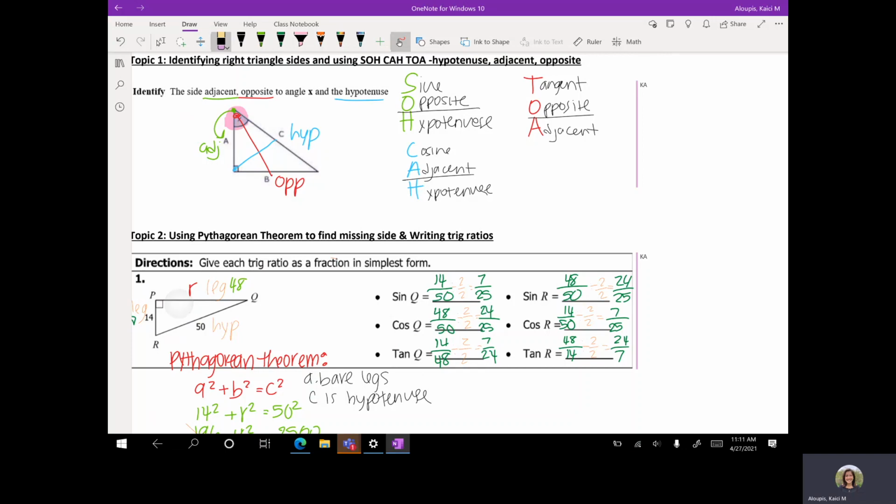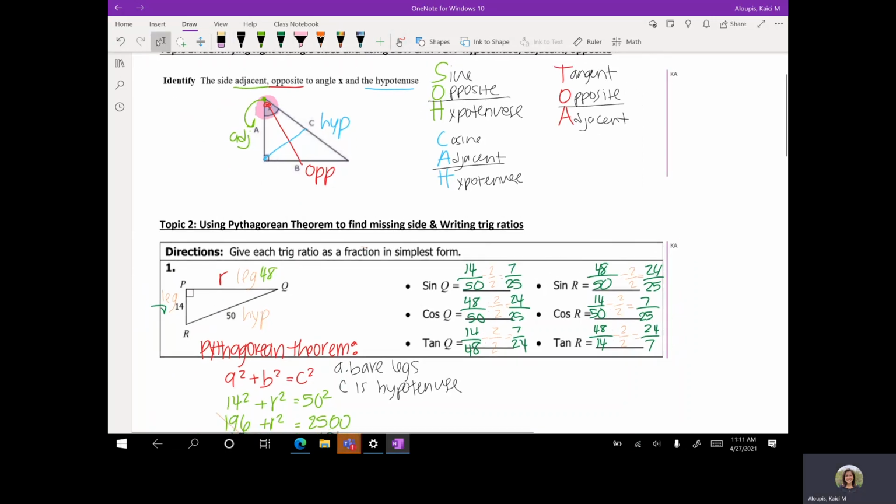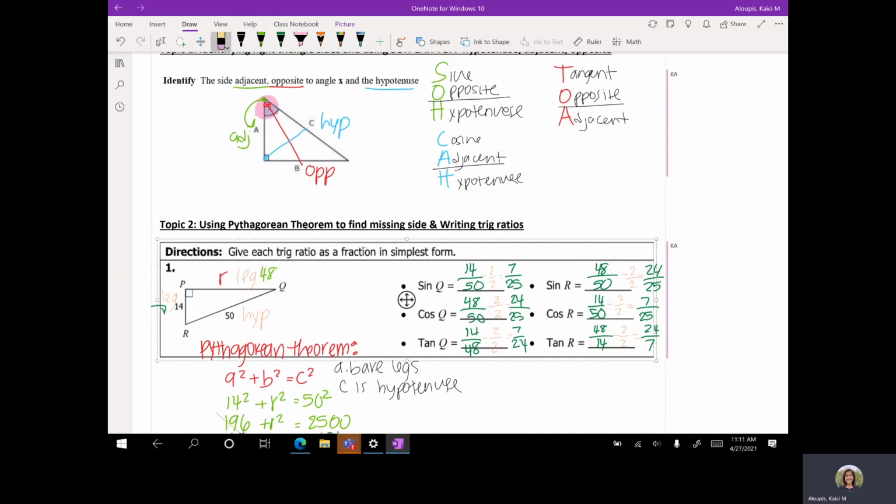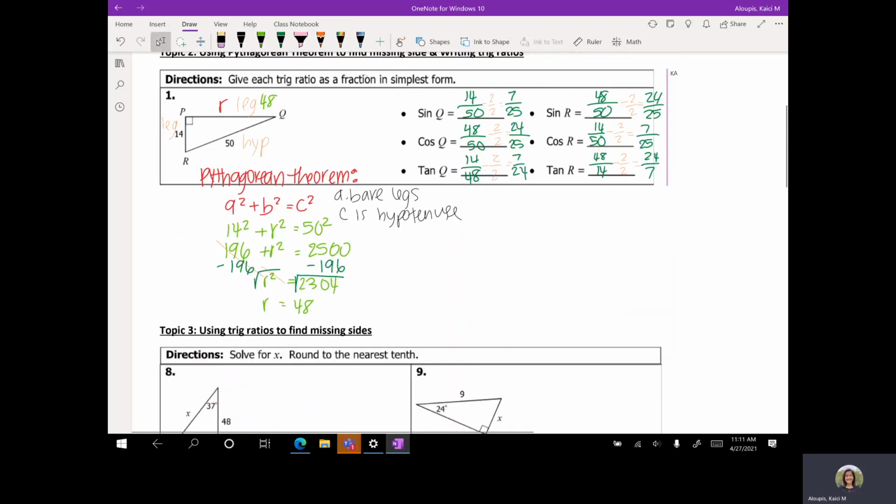All right, so we're done with topic 2. Oh, sorry. Why isn't that erasing?